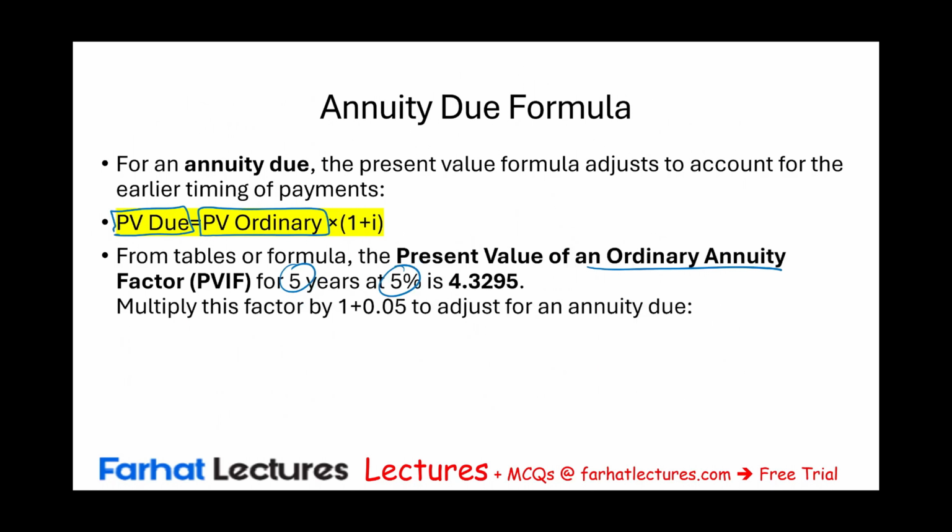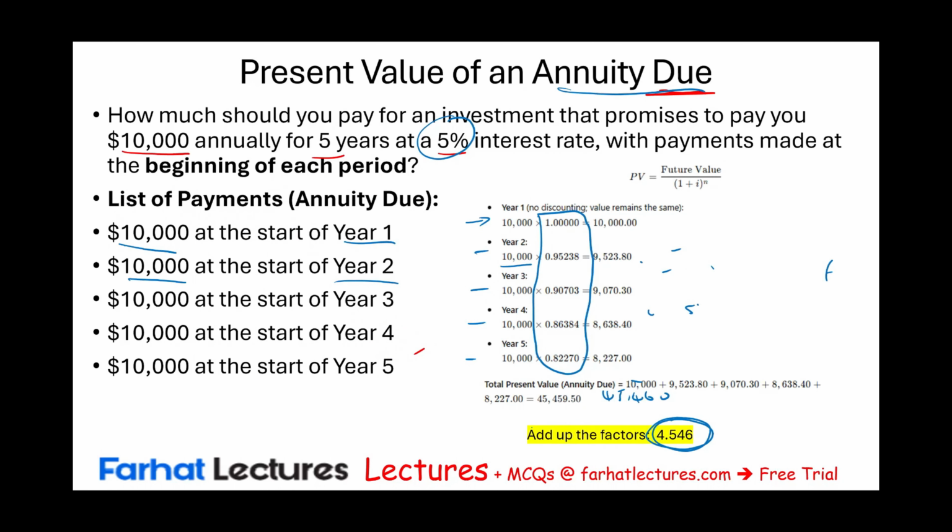So how will you find the annuity due? First, you will find the ordinary annuity, 4.329 or 4.323. Then you will take this factor and multiply it by 1.05, the interest rate. So the annuity due factor is 4.546. Where did we see this? 4.546. We saw it right here when we computed this manually year by year.